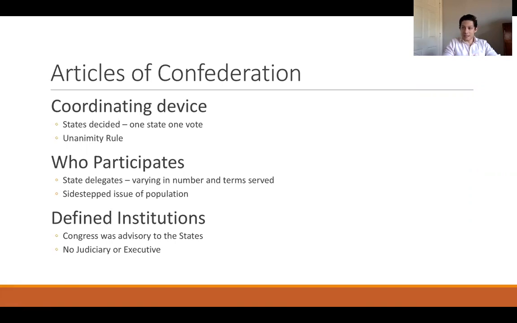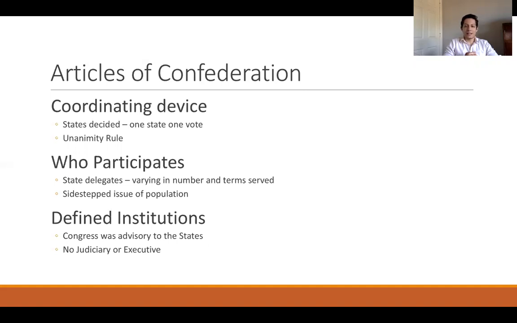In this document, there was a Congress of sorts. Each state had one vote at the national level. It operated very much like the U.S. Senate in the sense that each state was equally represented, but equally represented with one vote, regardless of population size. There was also a unanimity rule. The Congress at the national level, under the Articles of Confederation, could not pass anything unless all the states were in favor of it.